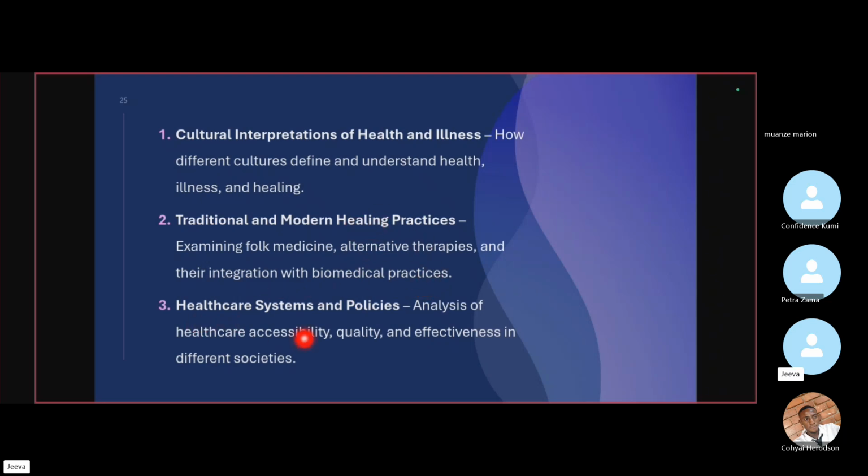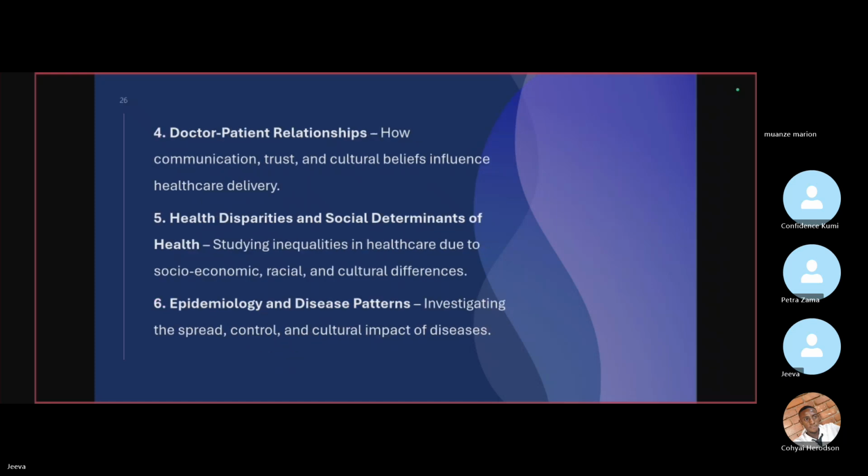Third one is the healthcare system and the various healthcare policies. That is, it will analyze the healthcare accessibility. As I told you, in every corner there should be medical accessibility. Then equal quality of medical care should be given. And what is the effectiveness in the different societies? Like how much the medical system has been effective in various societies, like on the rich side, on the poor people side, in the poverty areas, everywhere there should be a proper effectiveness of this healthcare system.